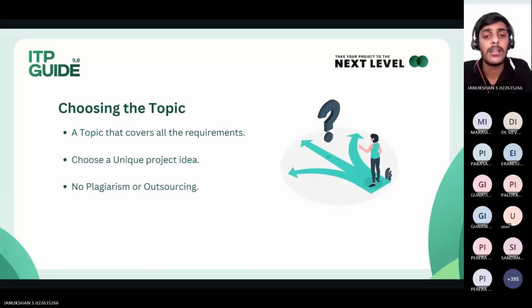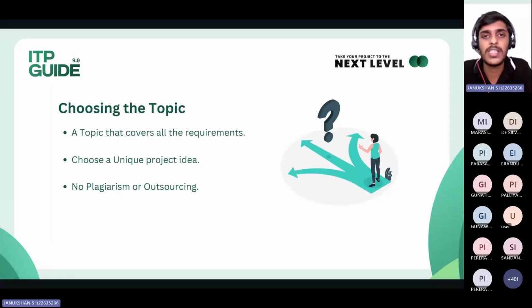And another important thing is no plagiarism or outsourcing. I think all of you know what outsourcing is. If you don't know, outsourcing is getting a project done by someone else by paying them money. This will be a very heavy loss for you, because in this valuable period, you will not gain any knowledge or skills as another person does it for you.